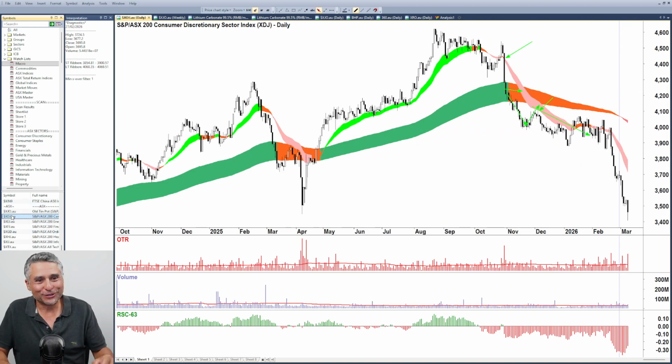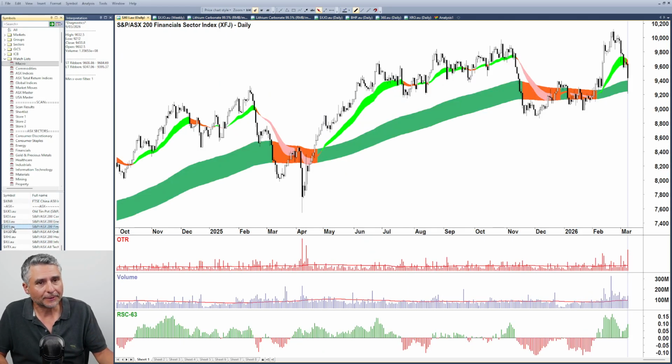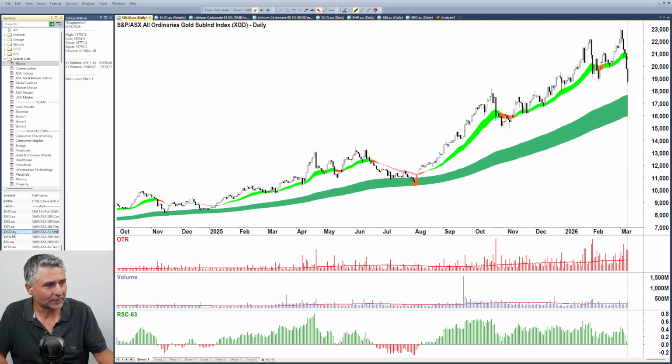Let's go to sectors. Let's get rid of some of this old stuff here. We don't need them anymore. Discretionary, train wreck. Energy looks good. Disappointing today, though. It couldn't hold the highs. Keep an eye on that, but I still think very much fine. Financials, disappointing, isn't it? That one altogether.